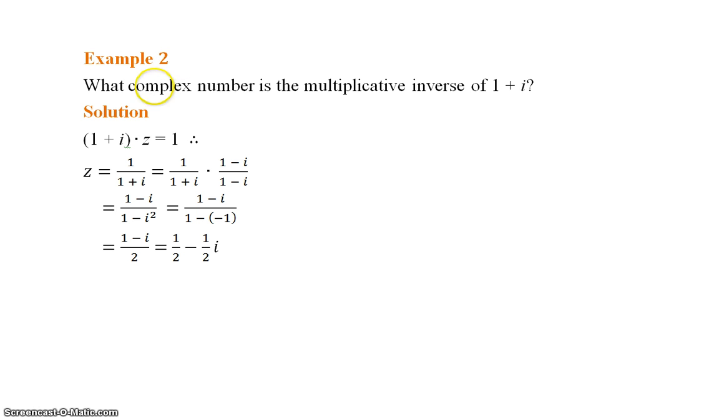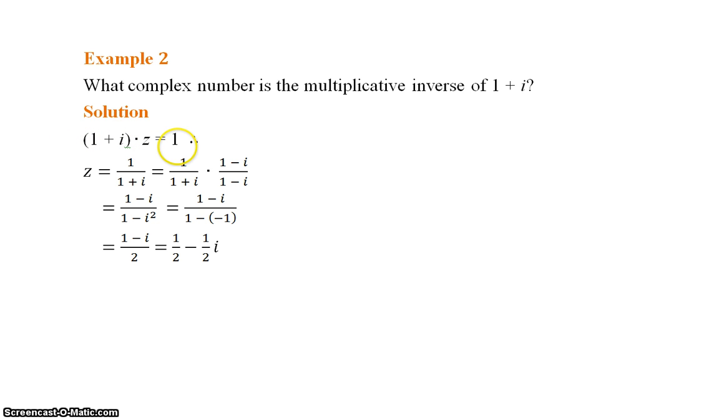Example 2. What complex number is the multiplicative inverse of 1 plus i? What does multiplicative inverse mean? It means you should find complex number z, which, if we multiply it by 1 plus i, produces 1. So we have to solve this equation. 1 plus i times z equals 1. z would be the multiplicative inverse of 1 plus i.